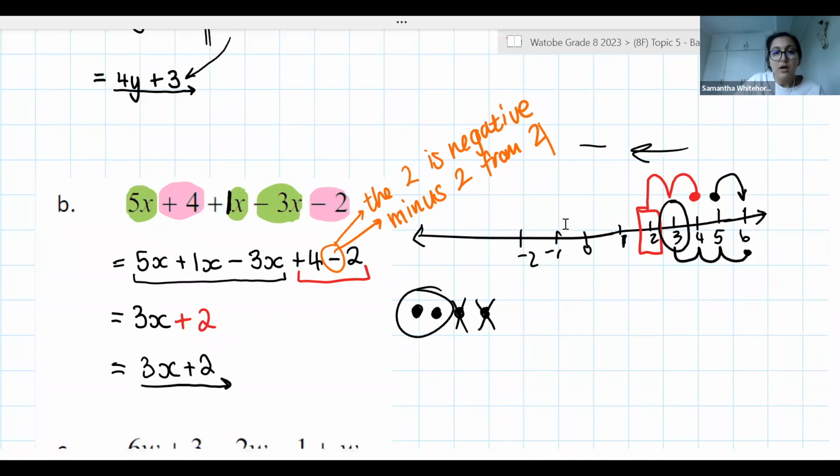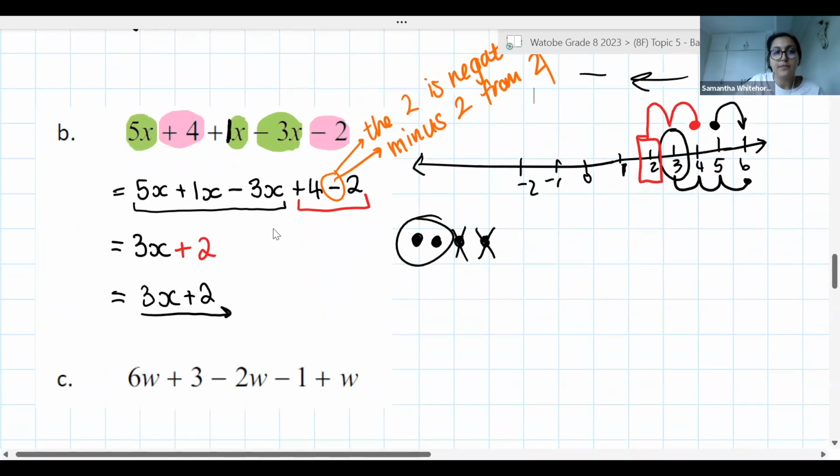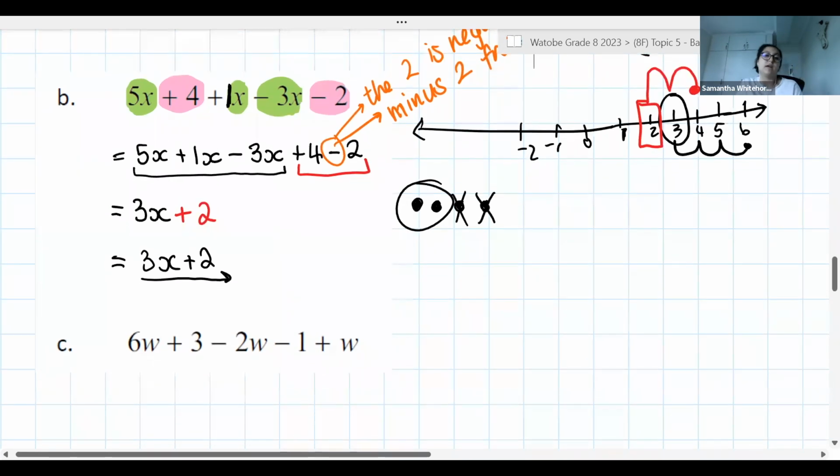Alrighty, so I'll let you take a screenshot. But here's question C that I want you to try. So I'll leave B up. That also might help you for C, but have a look at C and give that one a go and put your answers in the chat. And guys, remember, take careful notice of what signs you are working with.